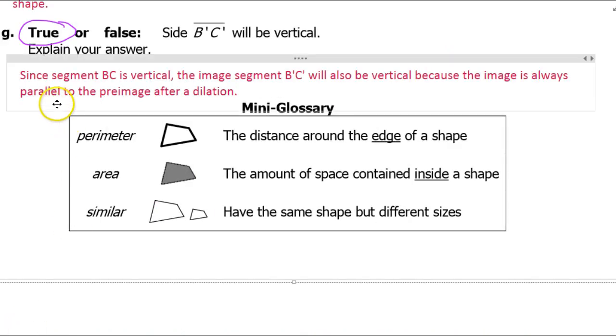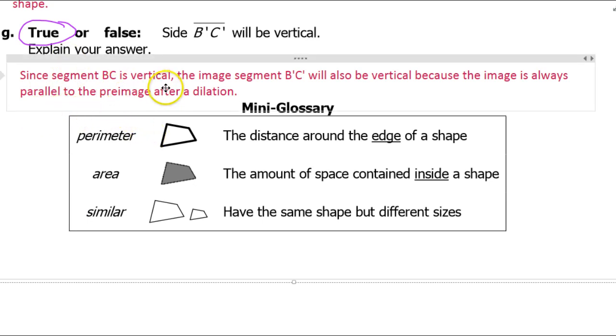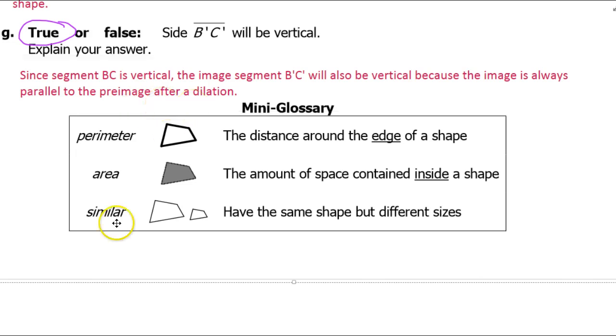So this is one way to say it. It's true because since segment BC is vertical, the image segment B prime C prime will also be vertical because the image is always parallel to the pre-image after a dilation.